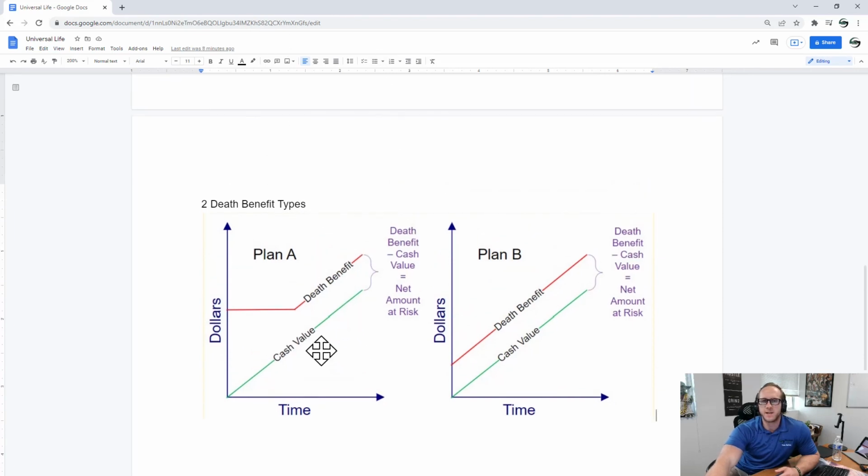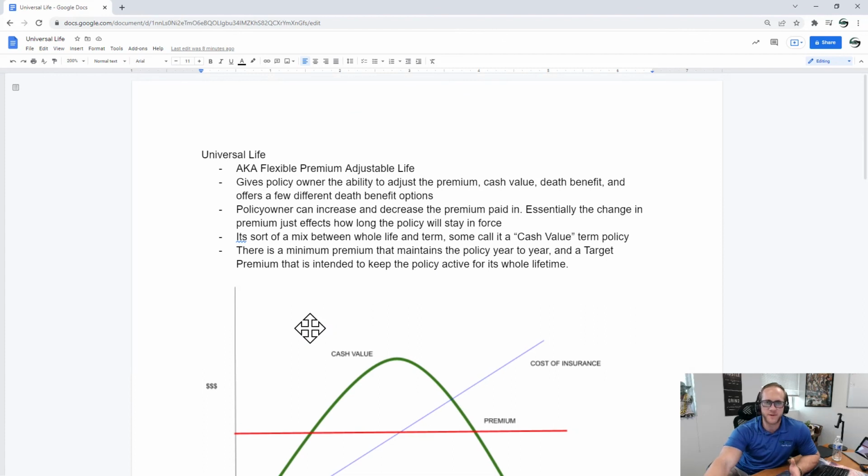Okay, so that is a summary of Universal Life for you. I hope this helps for your life insurance exam prep.